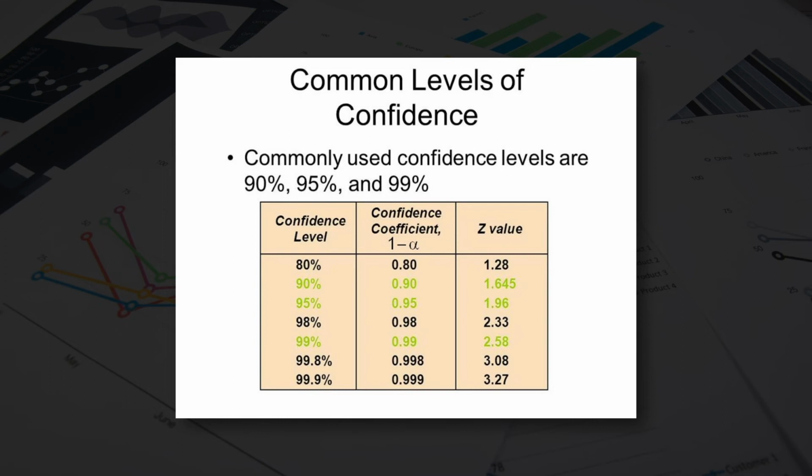In the same manner, if we go through this table, we find that if the confidence level is 99.9%, the confidence coefficient is 0.999 and the Z value is 3.27. This is a pictorial presentation of common confidence intervals. If the confidence is 95%, alpha is 5%. This is the way of interpreting the figure.